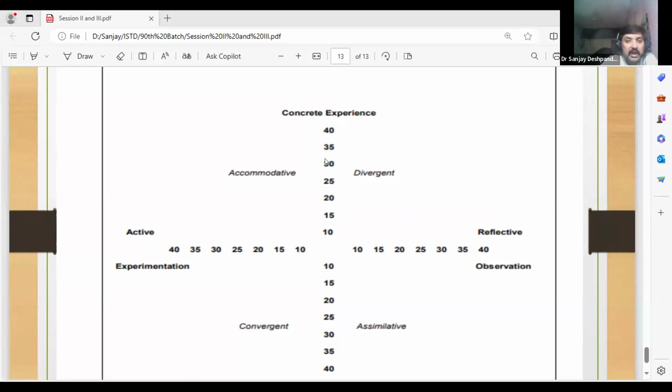Accommodative is you allow ideas to come to you and you go on accommodating. Okay, this was good, this is good, this is good. You are not very categorical, so you go on accommodating. Can we consider this as brainstorming?